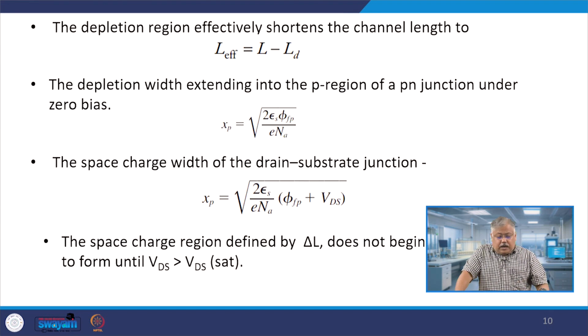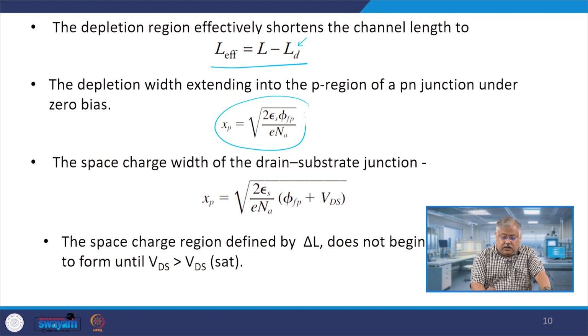It is modulated by the drain to source voltage. And therefore, you see L effective is basically L minus LD, where LD is the depletion width and L is the actual length of the channel. We have already seen that XP, the depletion width extending in the P region of a PN junction diode at 0 bias, is this much, and if you apply a drain to substrate bias we get this.